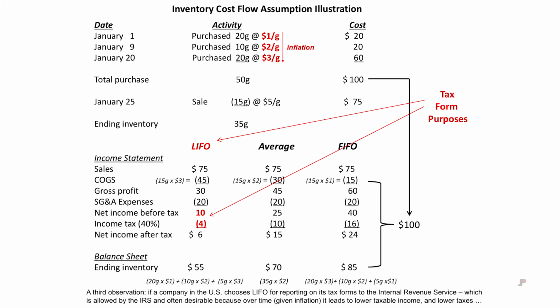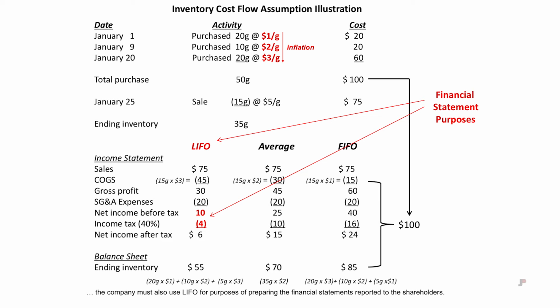A third observation: if a company in the U.S. chooses LIFO for reporting on its tax forms to the Internal Revenue Service, which is allowed by the IRS, and often desirable because over time, given inflation, it leads to lower taxable income and lower taxes, the company must also use LIFO for purposes of preparing the financial statements reported to the shareholders.